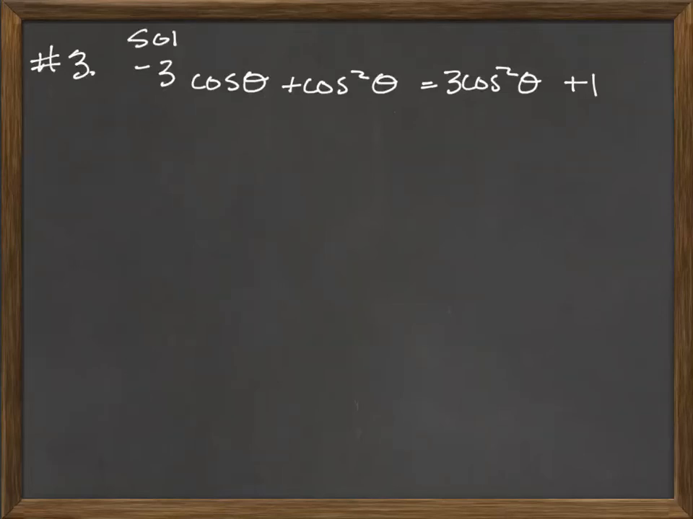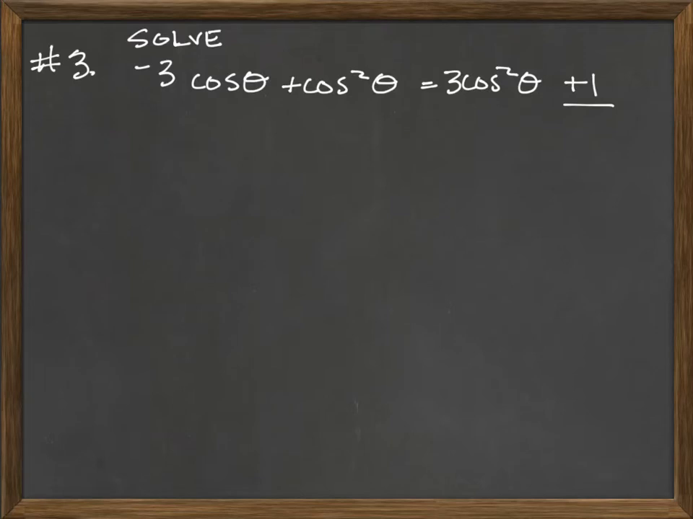Now number 3 wants us to solve this trig equation. And there's different ways to solve it. One of them, which is very common, is factoring. And so I have a square cosine and a degree 1 cosine and a constant. So I'm thinking I'm going to make this look like a quadratic pattern.